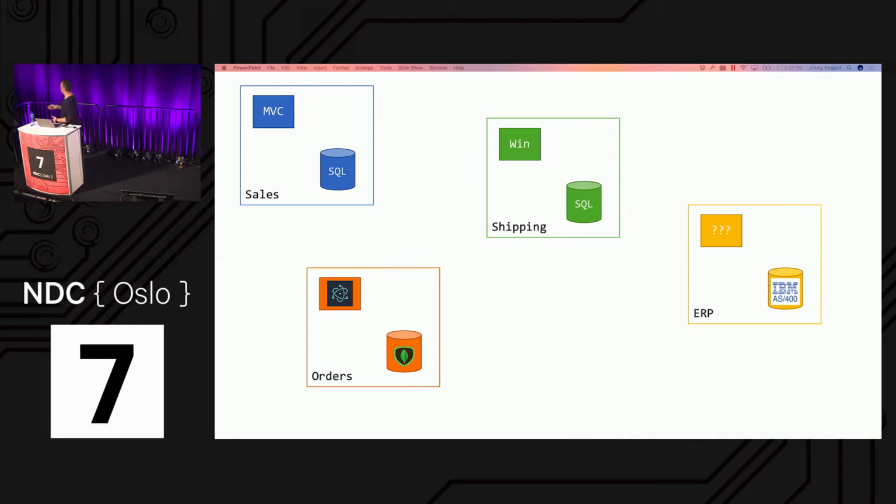We have the orders people over there that I guess are like hipster folks, so they're building an Electron app on top of MongoDB. And of course, there's the poor ERP people, still on an IBM AS400 mainframe. They're probably counting down the days till they're retiring. Maybe they're getting a pension or something. I don't know. And I don't know what the user interface is for those people, but it's probably green.